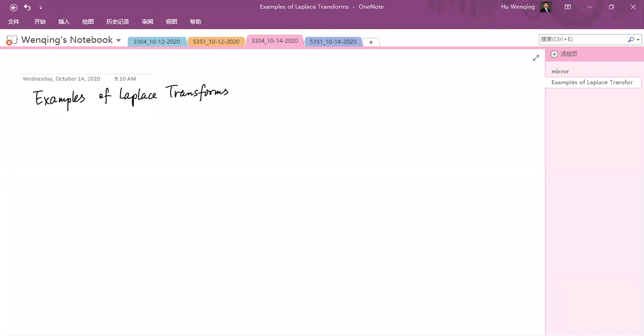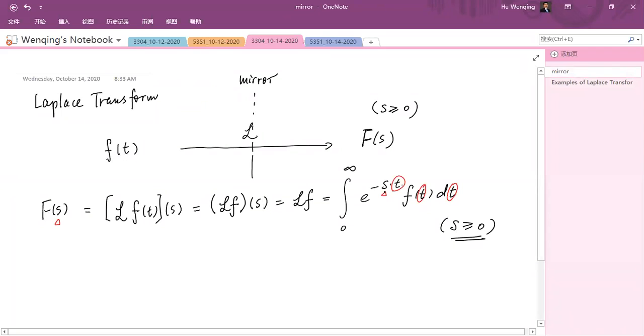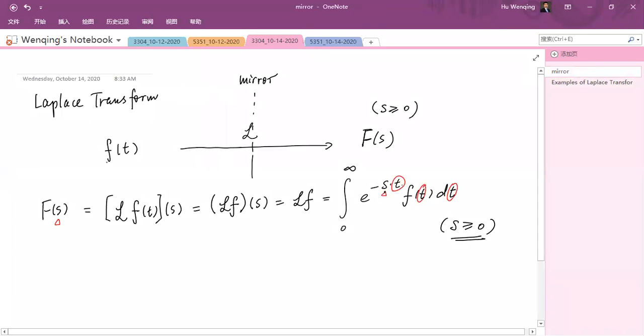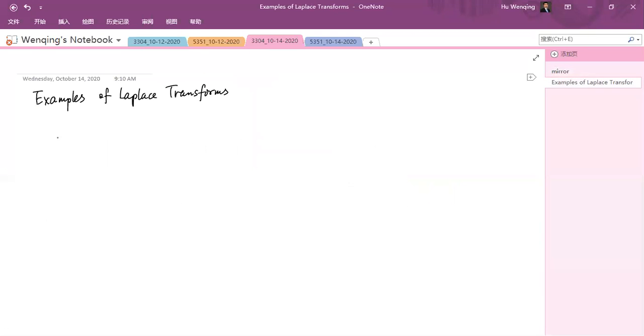So for example, what is the simplest type of function f of t? Remember, what we are doing is that you start from a small function f of t, small f, and you want to transform to capital F. So the question is, what is the simplest type of function you have in your mind? Well, it should be a constant, or just one. So that's a simple function: f of t is just equal to 1.